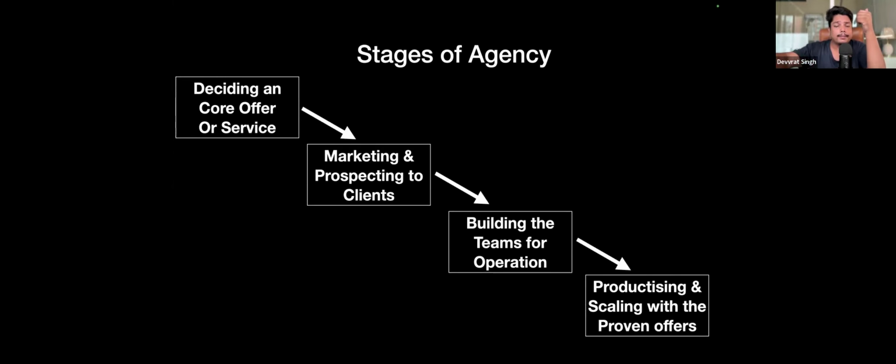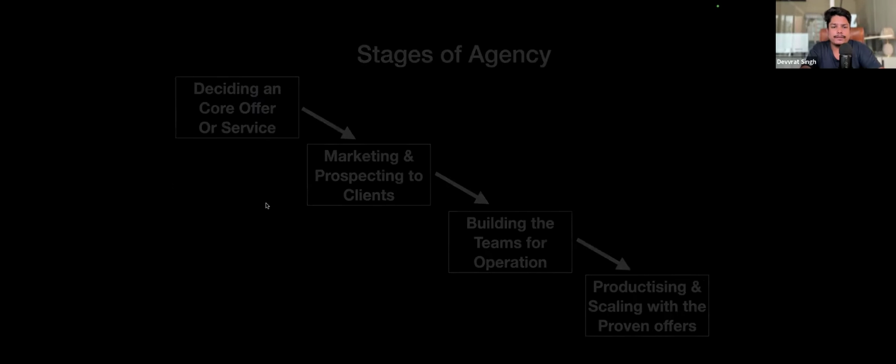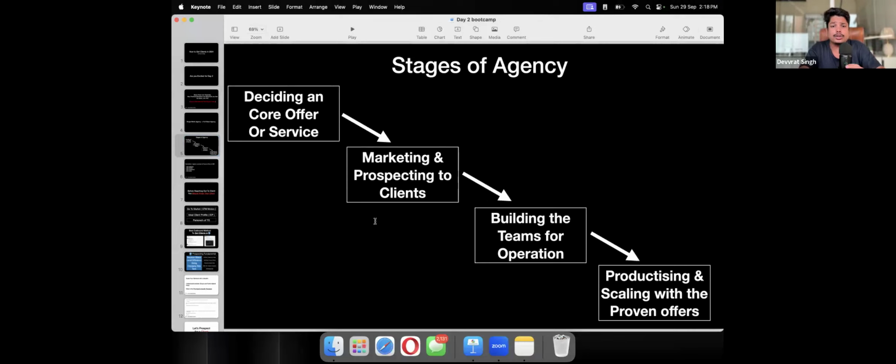Next is marketing and prospecting to your clients. What you learn throughout this webinar is how to do marketing and prospecting, which is you constantly search for people to market to. Next is building the teams for operations. Not everything needs to be done in your agency by you. You have to build a team. Yesterday, I showed you the process of our SDR team and our different teams. So not everything needs to be done by you.